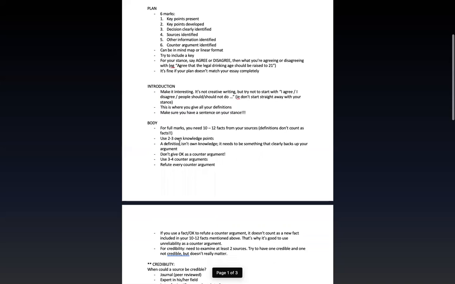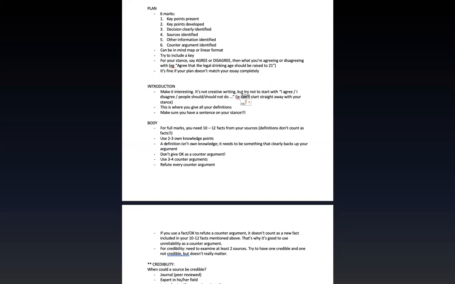And then in terms of the essay itself, so starting with the introduction, try to start with something a little bit interesting. It's not creative writing. Don't go off on this metaphor or start off with this huge bang, but don't just start off with the legal drinking age should be raised to 21. That's a little bit boring. Your marker is going to have read this sentence 12,000 times before. In marking all the other essays, they don't want to read another essay starting with the exact same sentence. So try and start with something a little bit different.